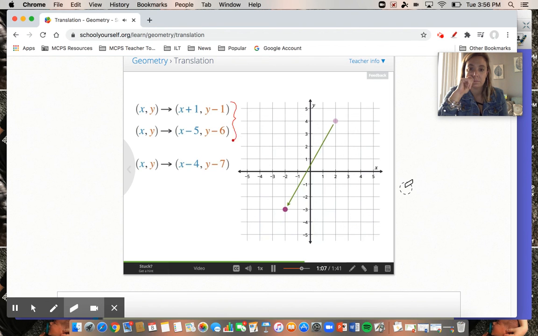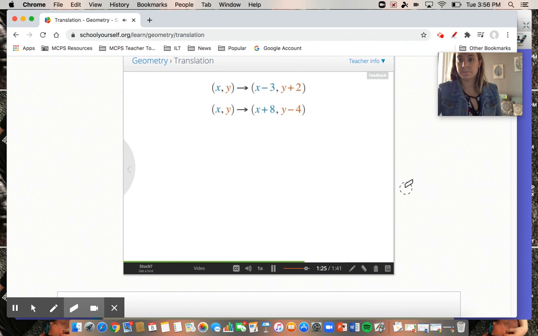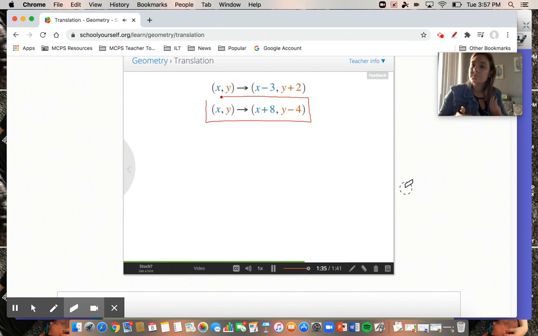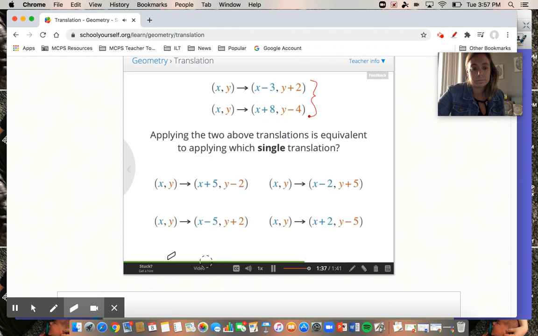And you might have noticed that to combine these translations, you first added 1 to the x-coordinate and then subtracted 5. Adding 1 and subtracting 5 is the same as subtracting 4. And for the y-coordinates, subtracting 1 and then 6 is the same as subtracting 7. So now suppose you perform the translation x comma y to x minus 3 comma y plus 2. And then you perform a second translation, x comma y to x plus 8 comma y minus 4. Applying these two translations is the same as applying which single translation?